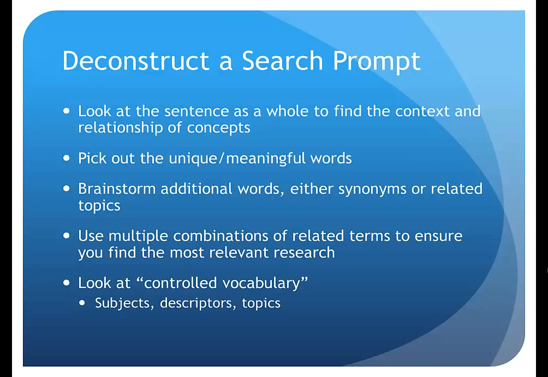So what you want to do is deconstruct a search prompt. A lot of times you'll be given, say, a question that needs answering or direction for something specific. So look at that sentence as a whole and find the context and relationship of the concepts. Pick out the unique or meaningful words, keywords specifically. Brainstorm additional words like synonyms or related topics. Basically, you just want to figure out as many different ways that you could say a specific thing, because some ways may work better than others depending on where you're looking.